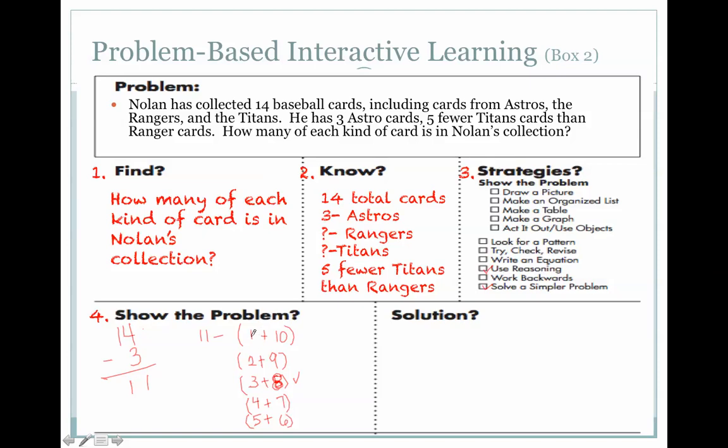So let's see if we have all the facts. 1, 2, 3, 4, 5, 6, 7, 8, 9, 10. Okay, so our answer is 3 plus 8. These are the two numbers that equal 11. So I'm going to list them over here, which is step 5.